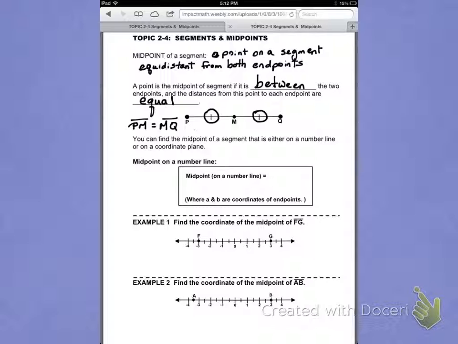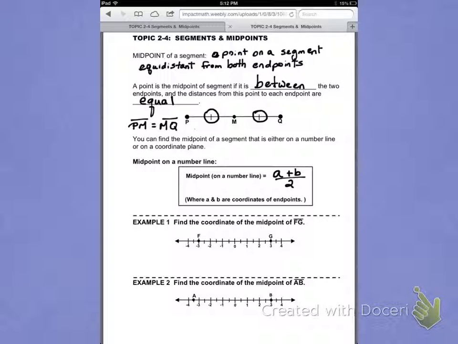So you can find the midpoint of a segment on a number line or a coordinate plane, and the basic equation is the same, and this is a good one to memorize. A plus B over 2. It's kind of like you're taking the average. The average of something is halfway between. Well, that's basically what you've got when you're doing a midpoint.